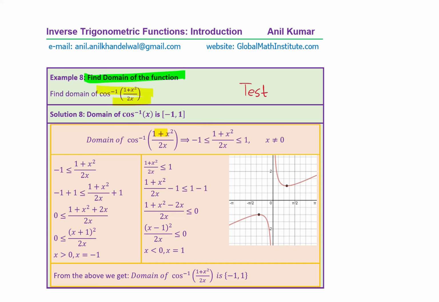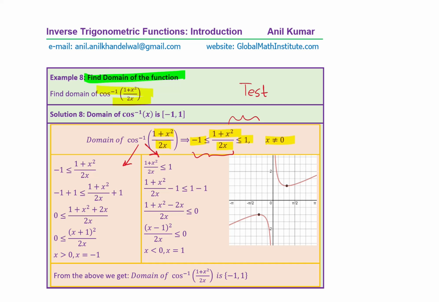Now again, we'll solve the inequality where (1 plus x squared) over 2x should be between minus 1 and 1. Remember, x cannot be equal to 0 in this particular case. So we'll always split rational function inequalities like this into two parts and then solve them individually. So one part is talking about greater than minus 1, and the other part is when it is less than plus 1. So these are being solved on two sides.